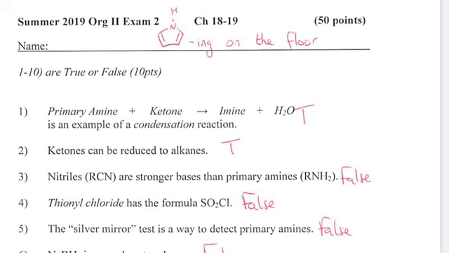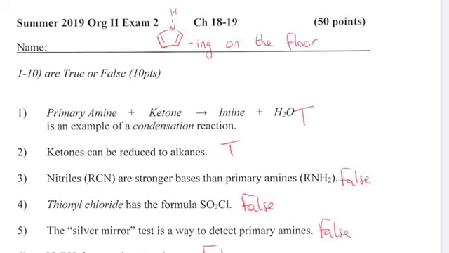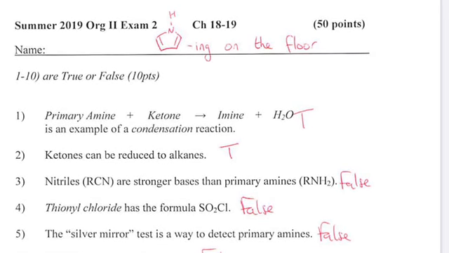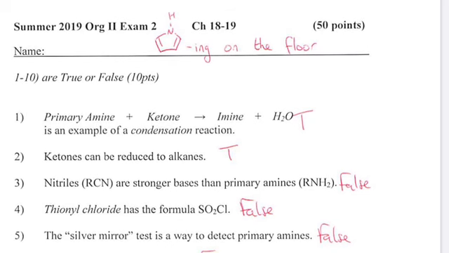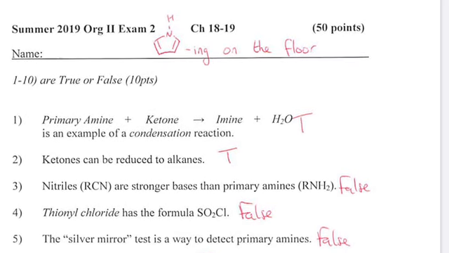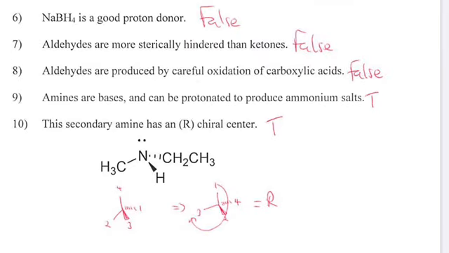Question 5: silver mirror test is a way to detect primary amines. That's false. You should know what that test does. If you look in your notes, there's a chemical test that produces a silver mirror, and that detects aldehydes. Question 6: NaBH4 is a good proton donor. That's false because NaBH4, along with LiAlH4, are hydride donors. Hydride is H minus, a proton is H plus. Those two things are completely different.